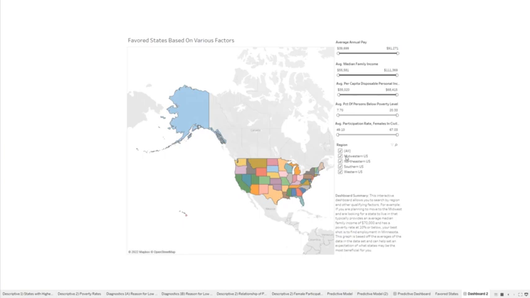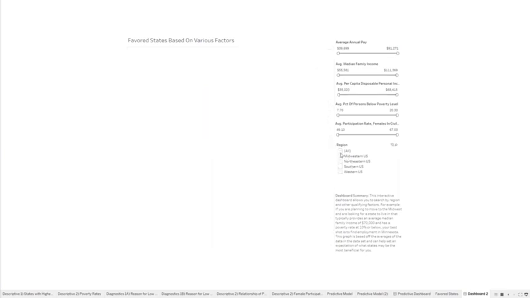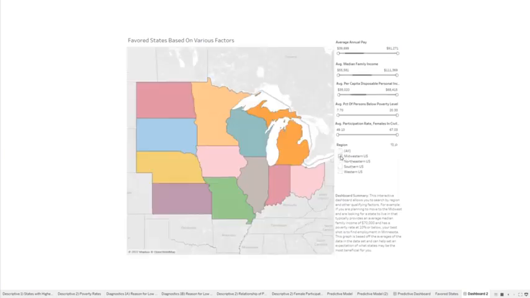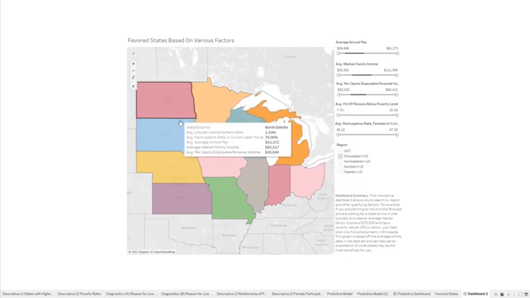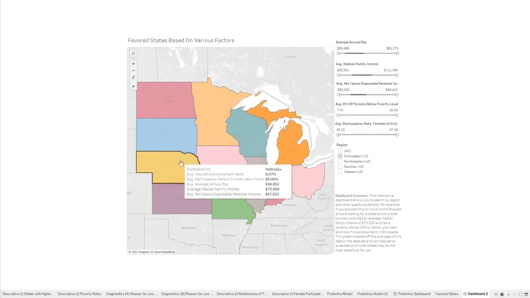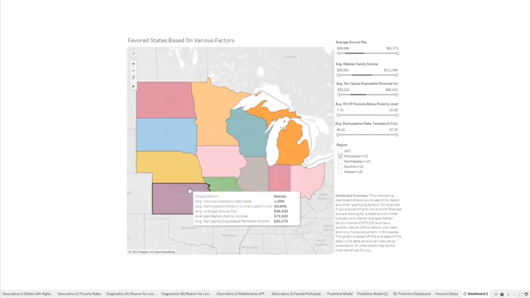Users can select states to live in based off of various factors. So let's say a user is concerned with living somewhere in the Midwestern United States. So here's our list of states here. You'll also notice that the tooltip provides various statistics on each state, including the insured unemployment rate, participation rate, average annual pay, median family income, per capita disposable personal income, and the state/district.